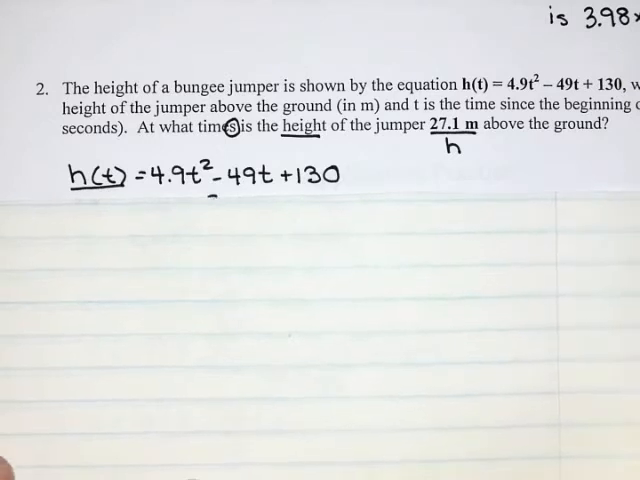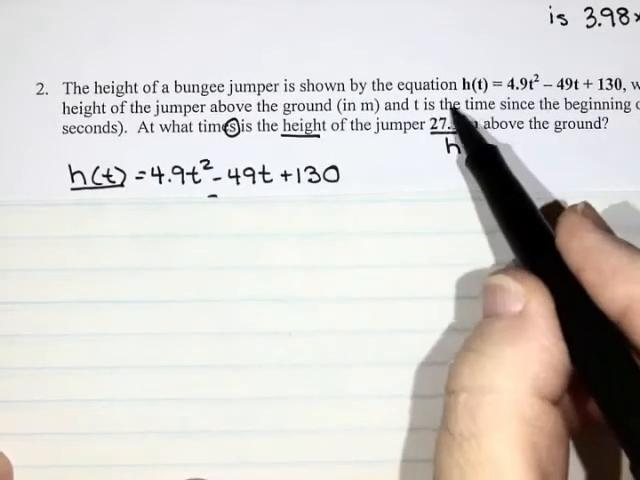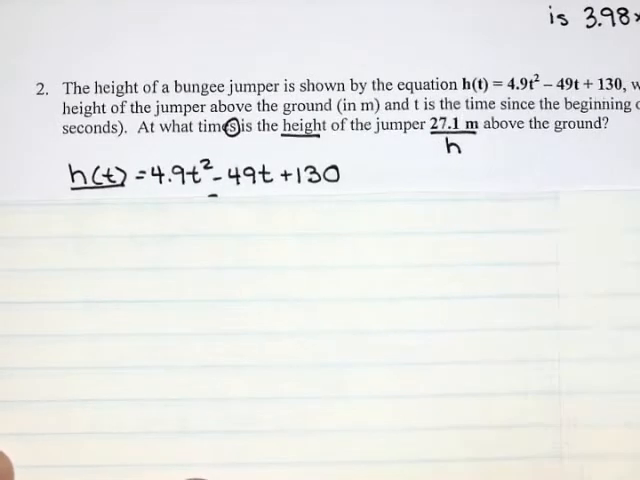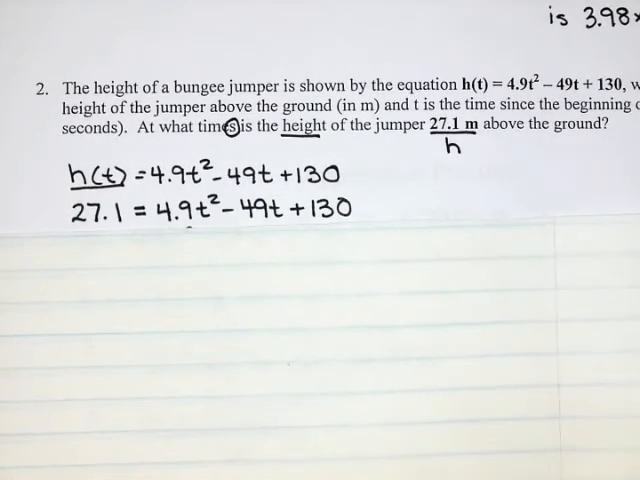And then everywhere I saw an h, I put in 27.1 meters. So I took out the h and I put in 27.1 equals 4.9t squared minus 49t plus 130. Then from there, I noticed that this was a quadratic equation.